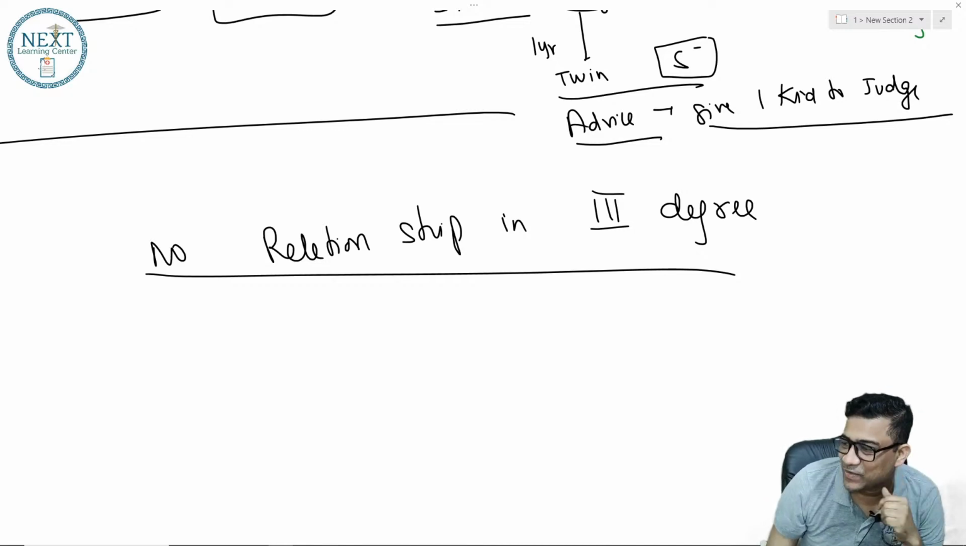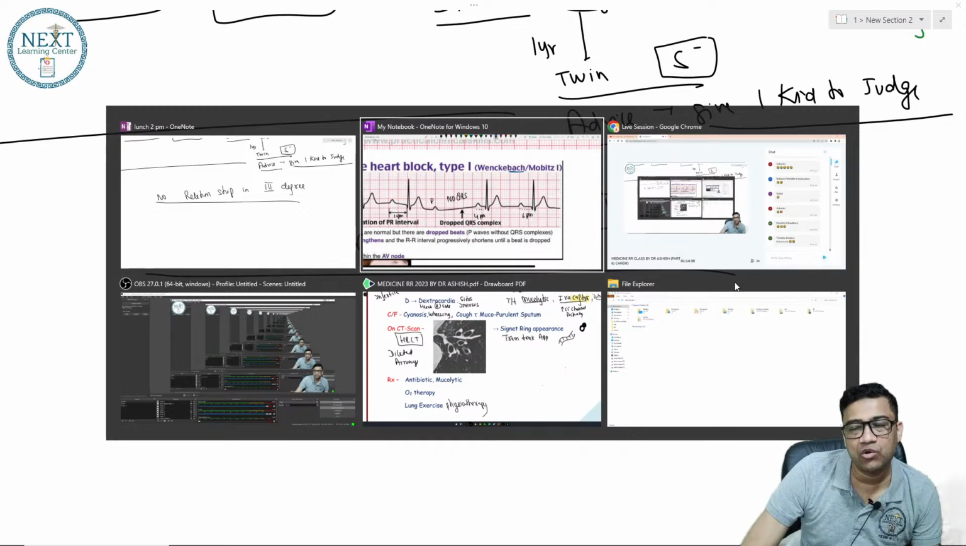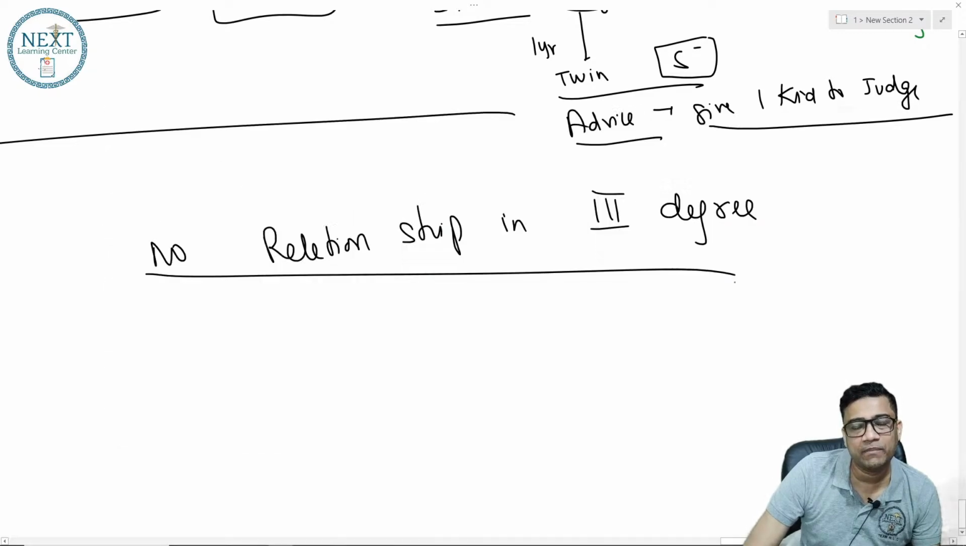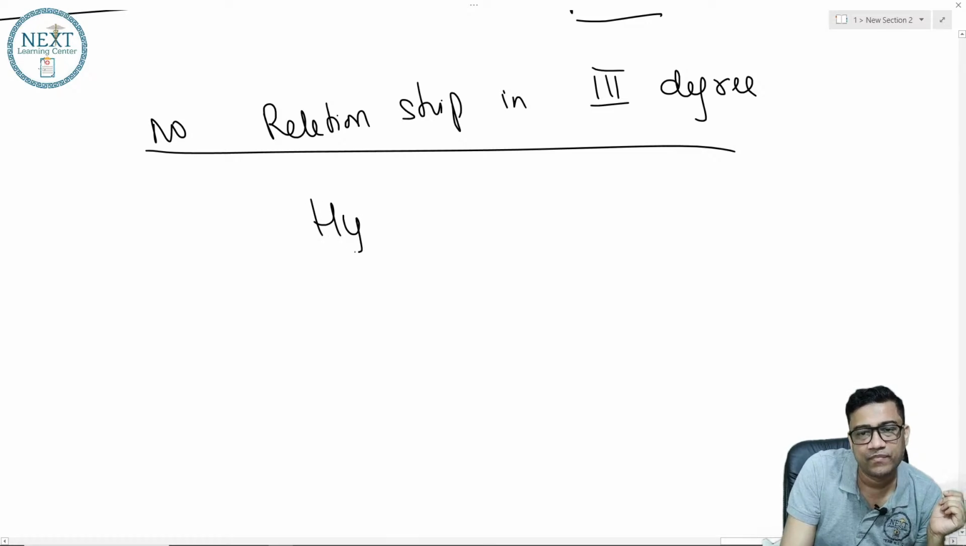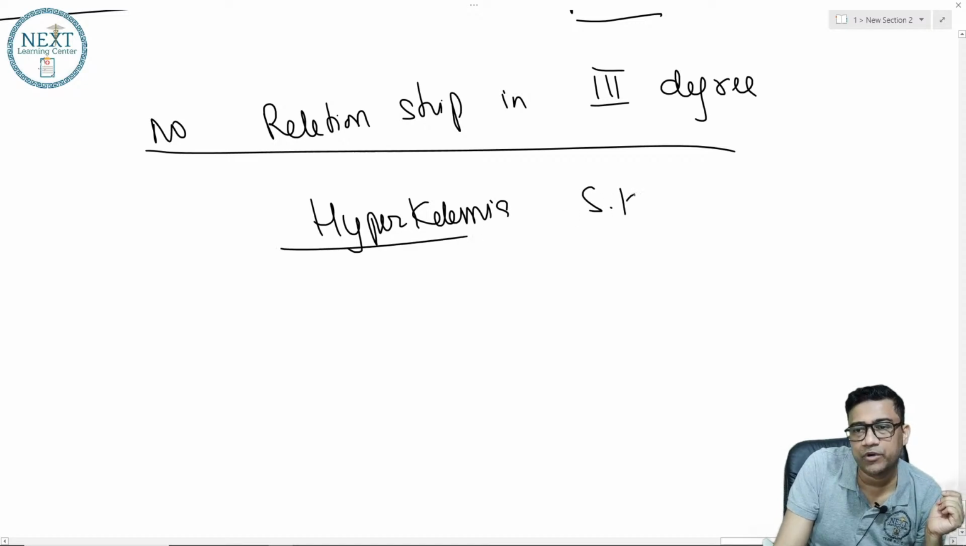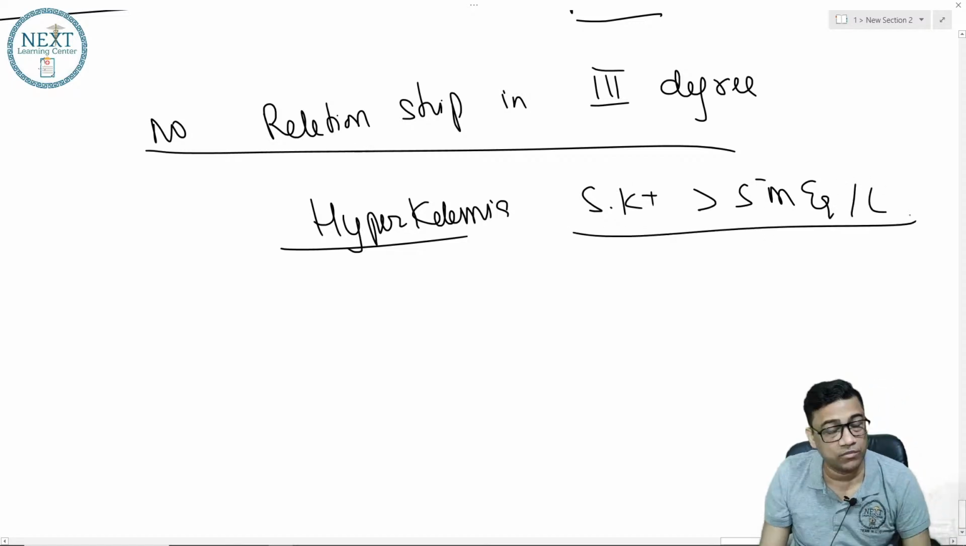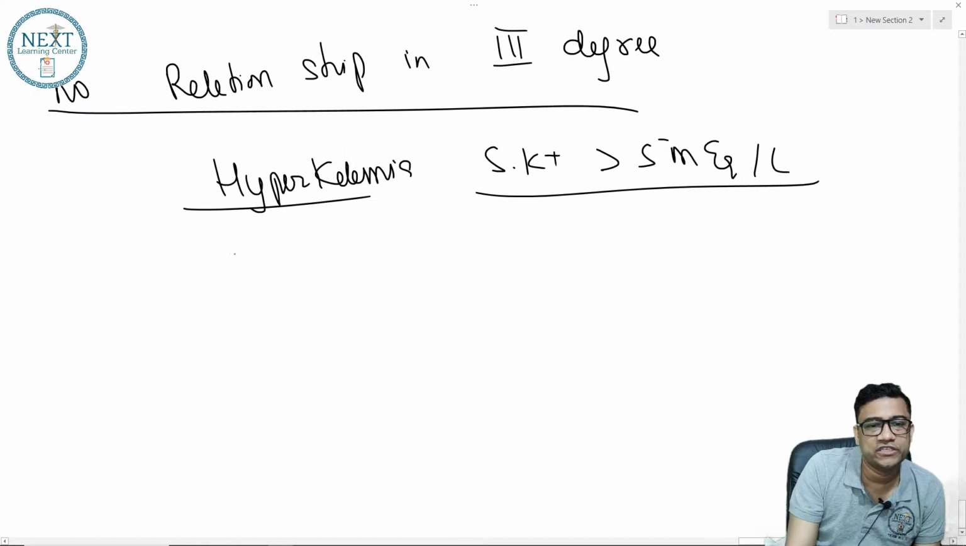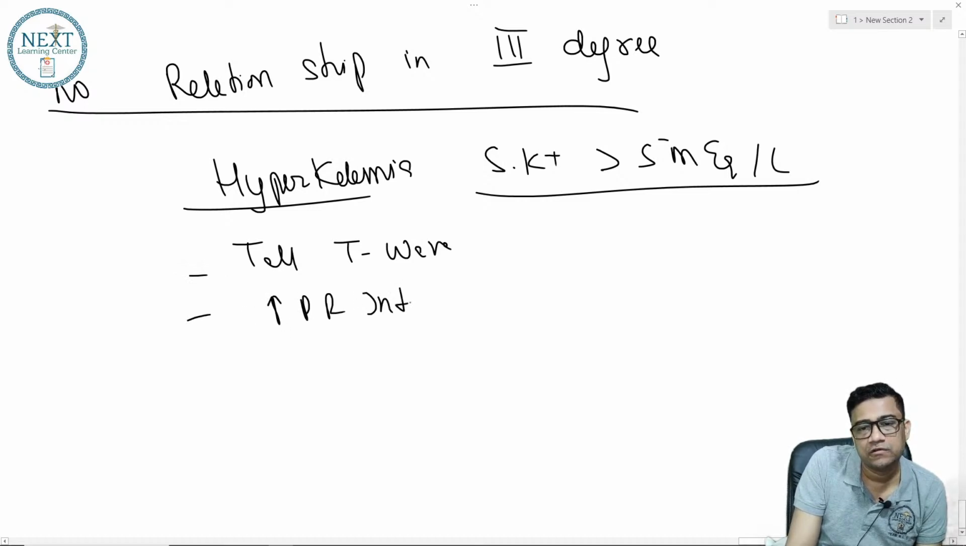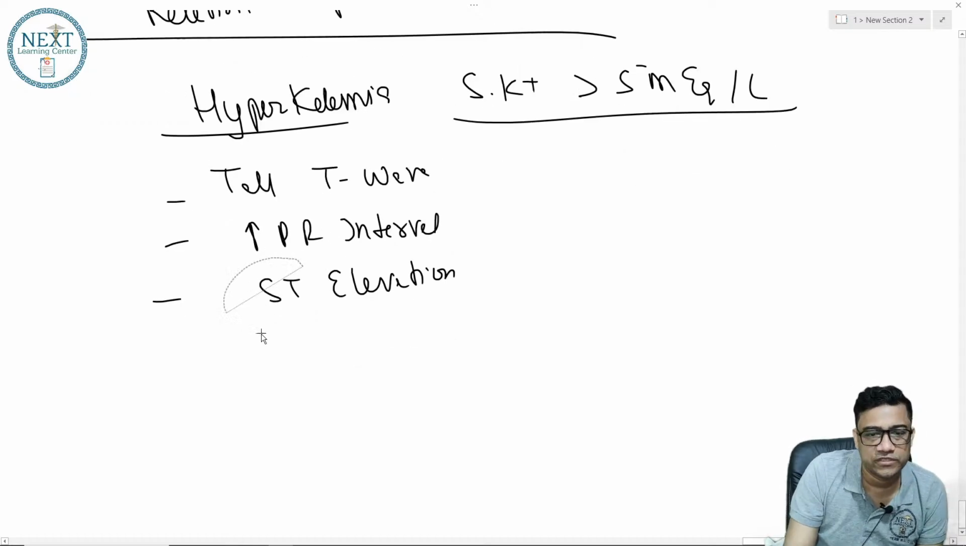Chal. Let's continue. Okay. Now we are having a look at hyperkalemia. So just remember what happens in hyperkalemia. It is serum potassium more than 5 milliequivalent per liter. 5 is normal, 5.1 hyper. So what are the changes? First, there are tall peaked T waves. Then there is increased PR interval. Then there is ST elevation. Sorry, no ST elevation, really sorry.